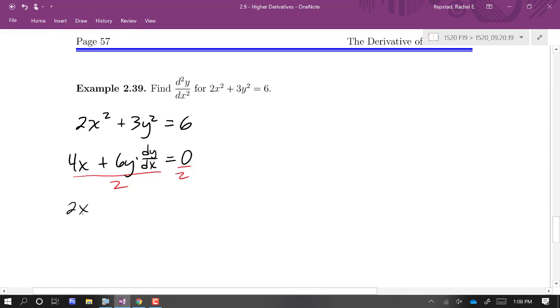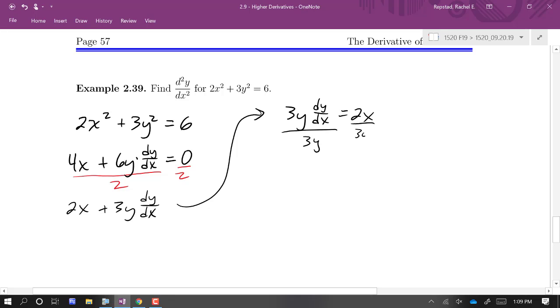I think because it's convenient, I'm just going to divide through by 2. So we have 2x plus 3y dy/dx. And I'm going to go up here. I'm going to find the first derivative. I'm just going to let it lie there for a moment. So 3y dy/dx is equal to negative 2x, and if we divide by 3y, we get dy/dx equals negative 2x over 3y. Sorry, that's a negative 2x, right, when I threw that over there. So there's the first derivative.